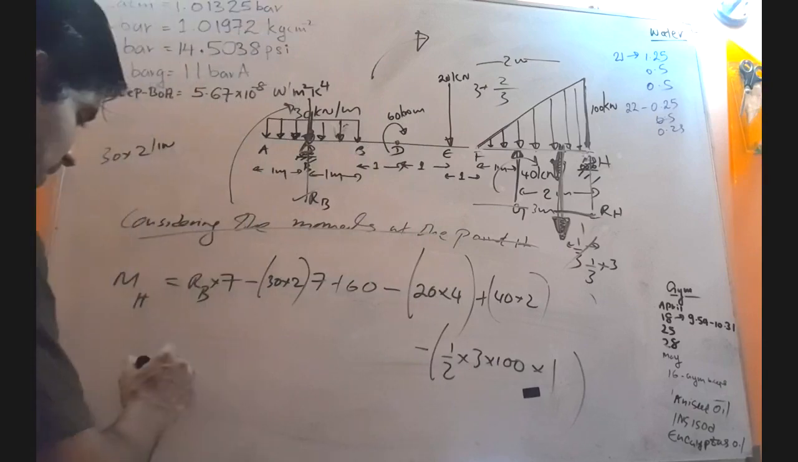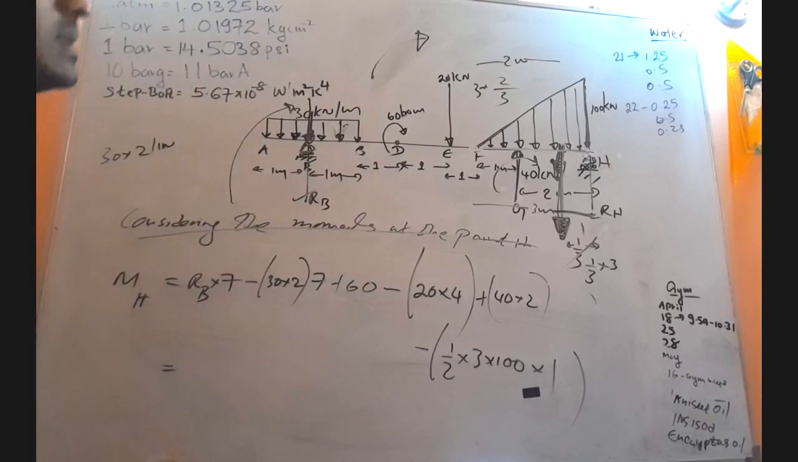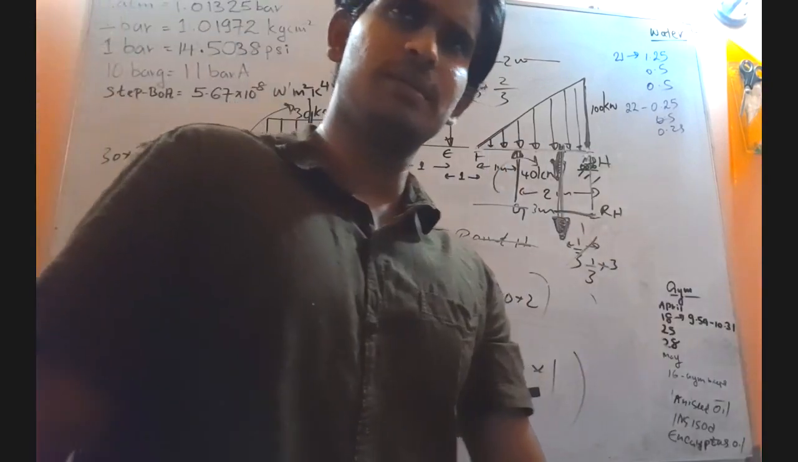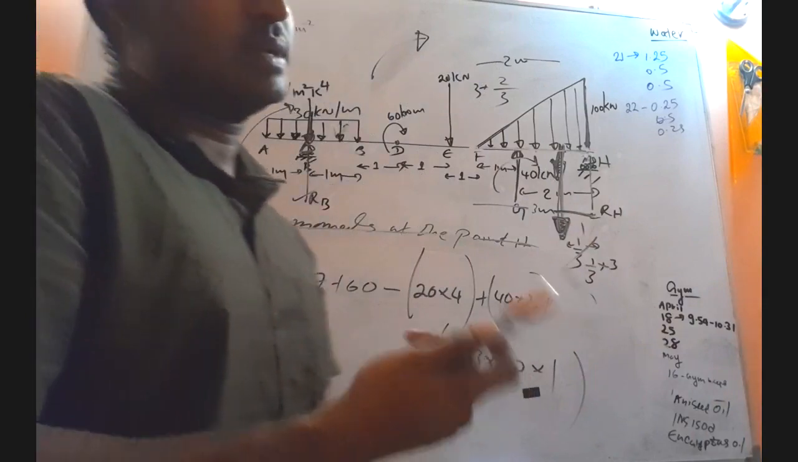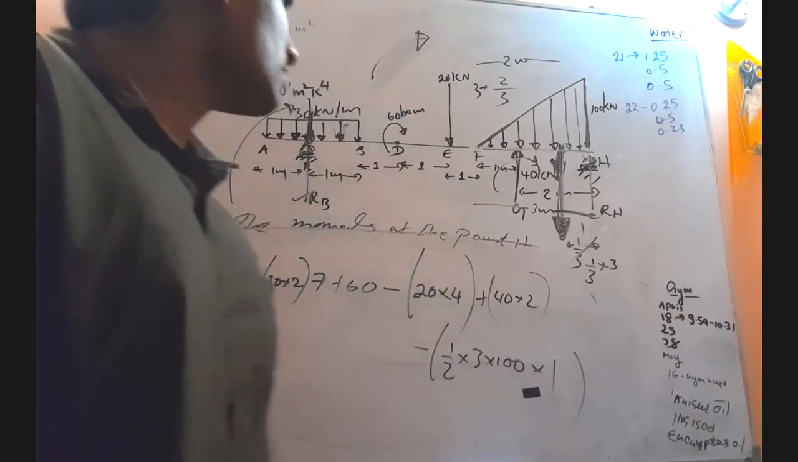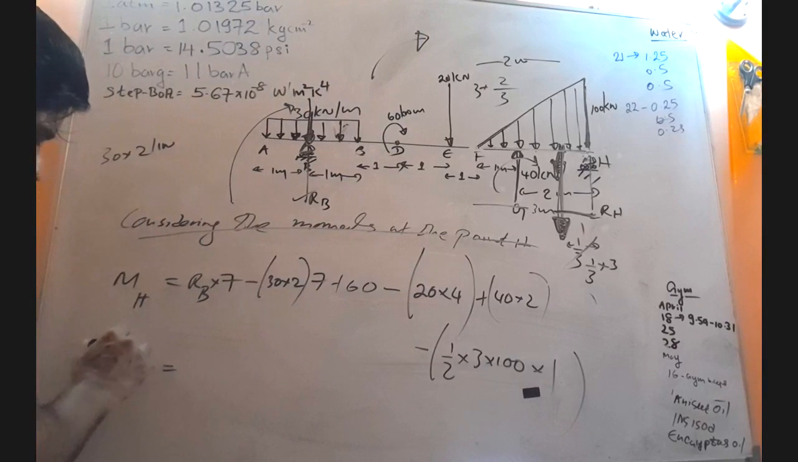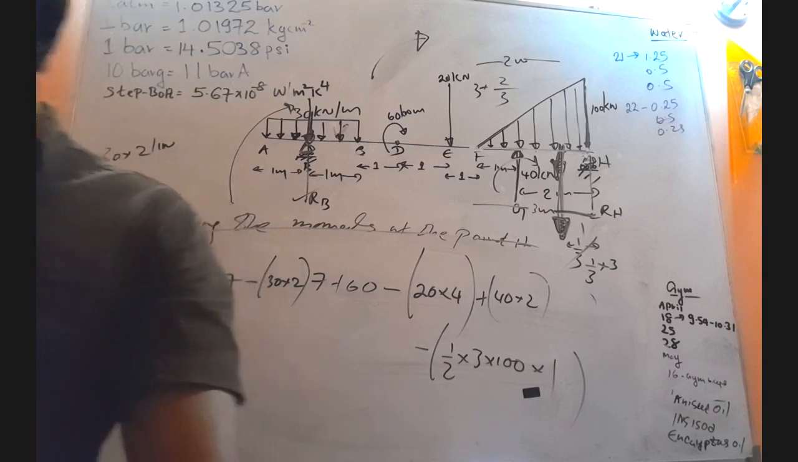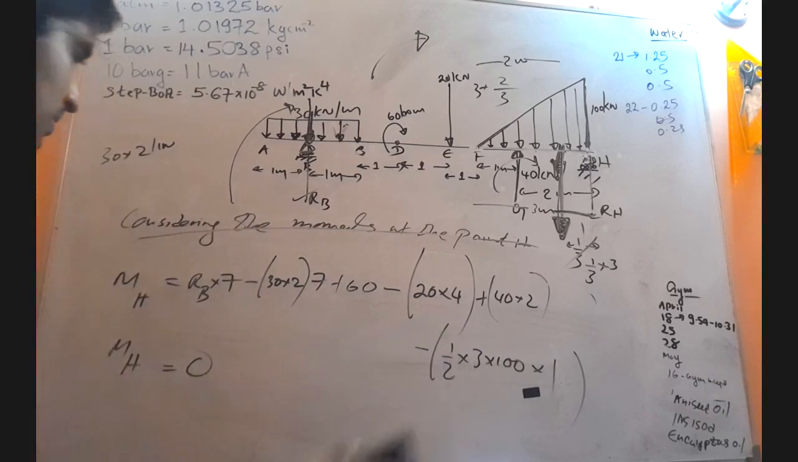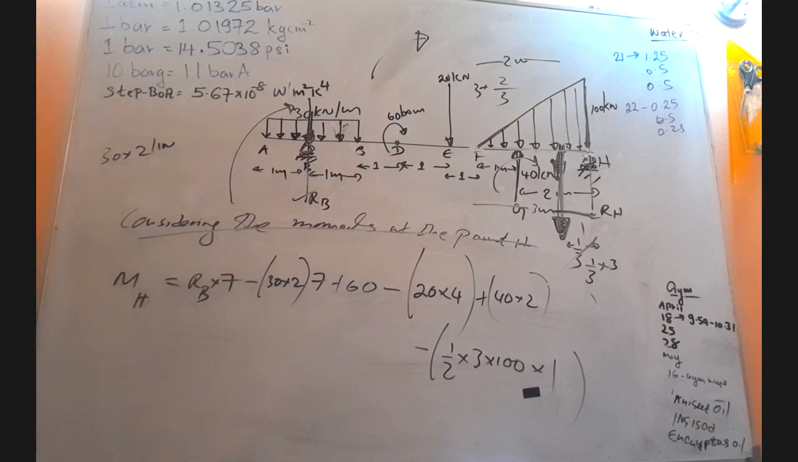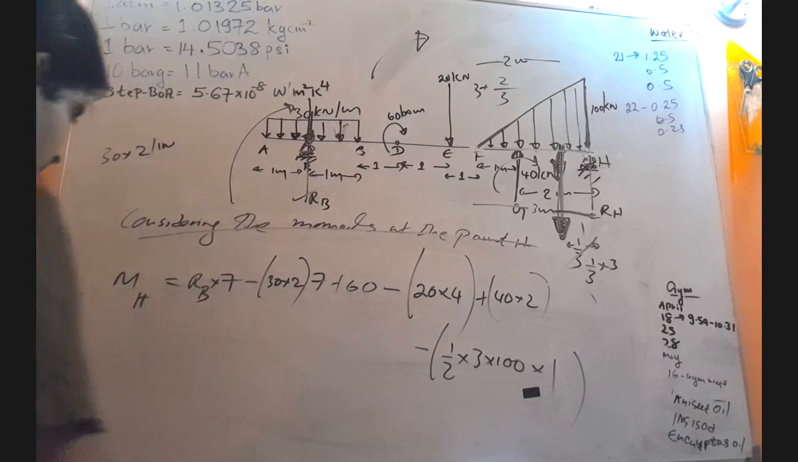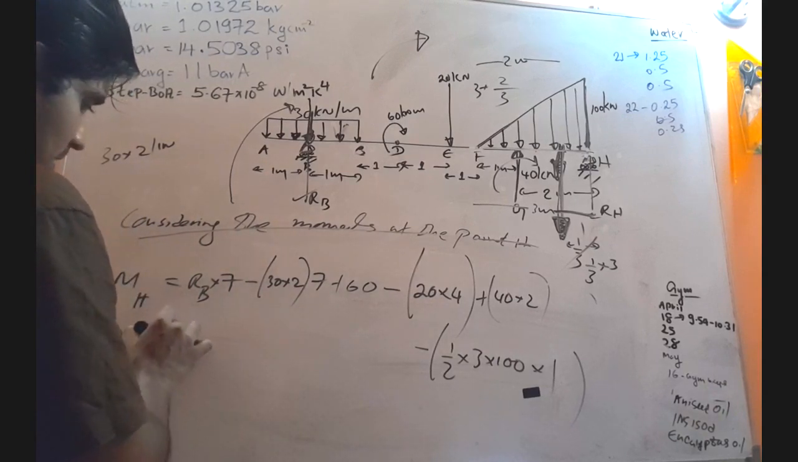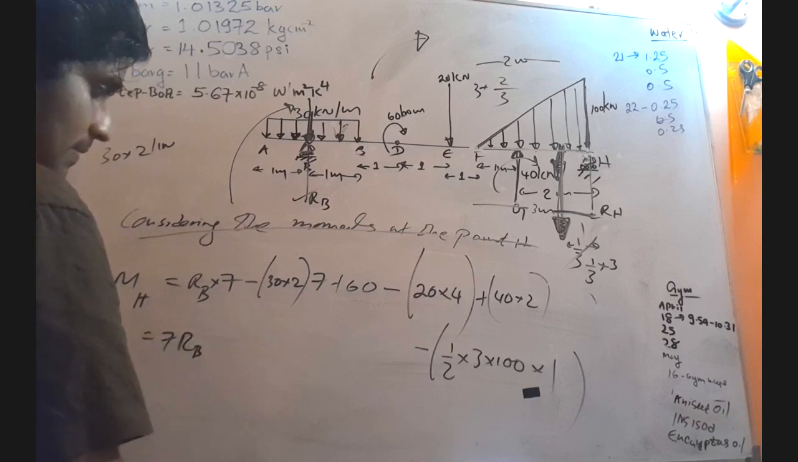Yeah. So now let's simplify. If you are going to consider moment about this point H, when considering the equilibrium, the resultant moment MH must equal to 0, right? Okay, moment must equal to 0. So no problem. So now 0 equals 7 times RB, right?